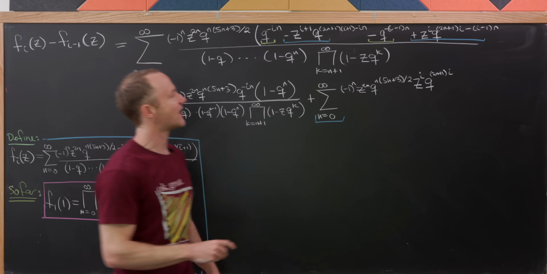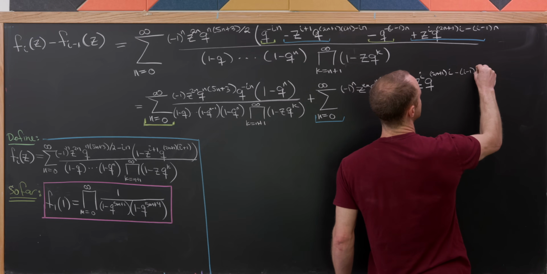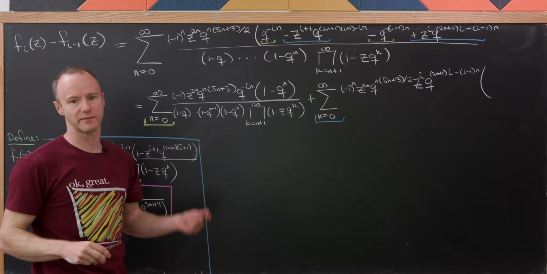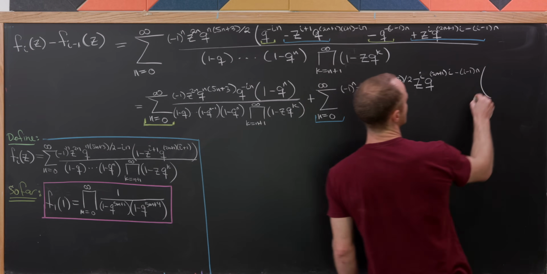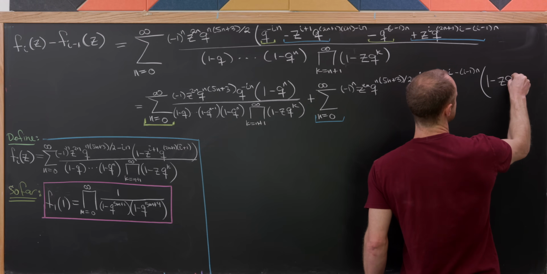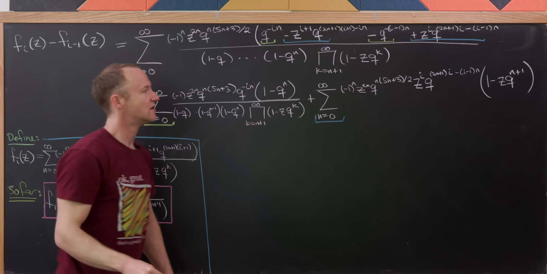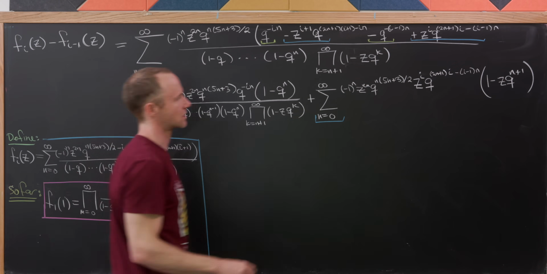And then I can factor out a q to the minus (i minus 1) times n. So that's actually in that second term in totality. And what will that leave me with? Well, I'll have a 1 minus z times q to the n plus 1. That's what's left over from this first term after factoring out the entire second blue term.